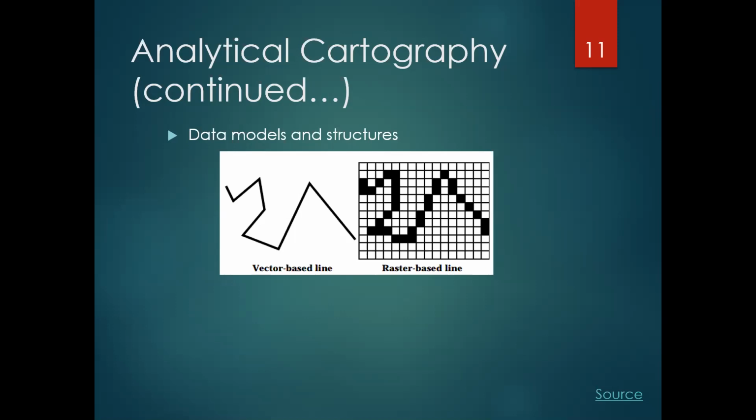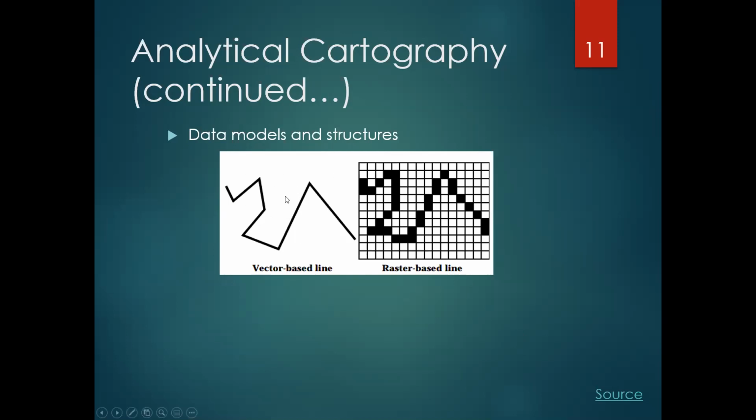And then we have different data models and data structures to show our geographic data in a map. So generally there are 2 types of data models. On the left side, we have the vector model. On the right side, we have the raster model, showing the same linear feature. Let's just say it's a river.